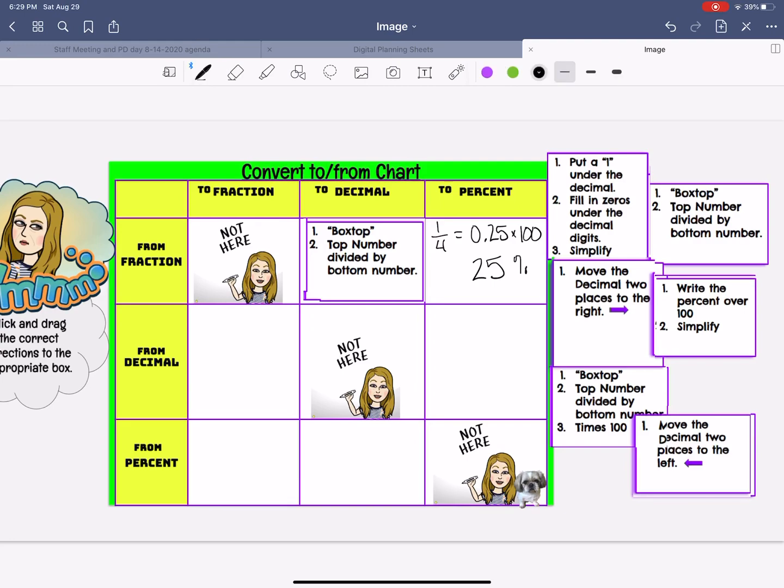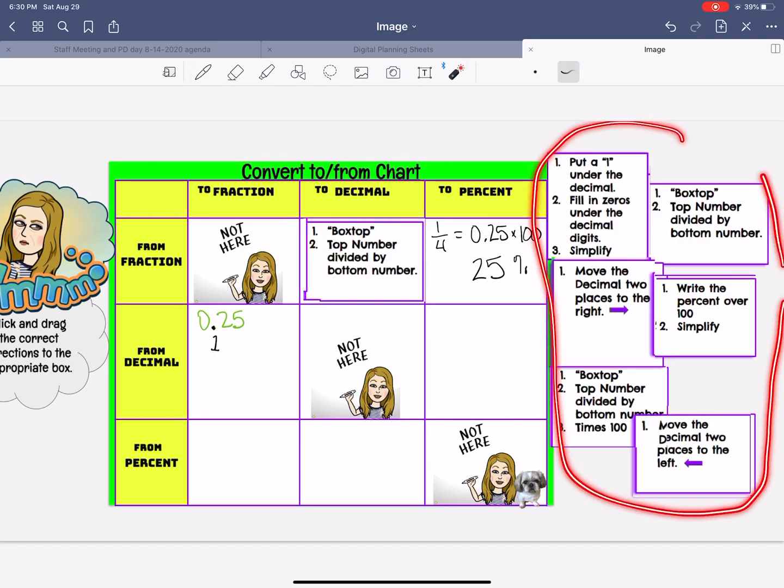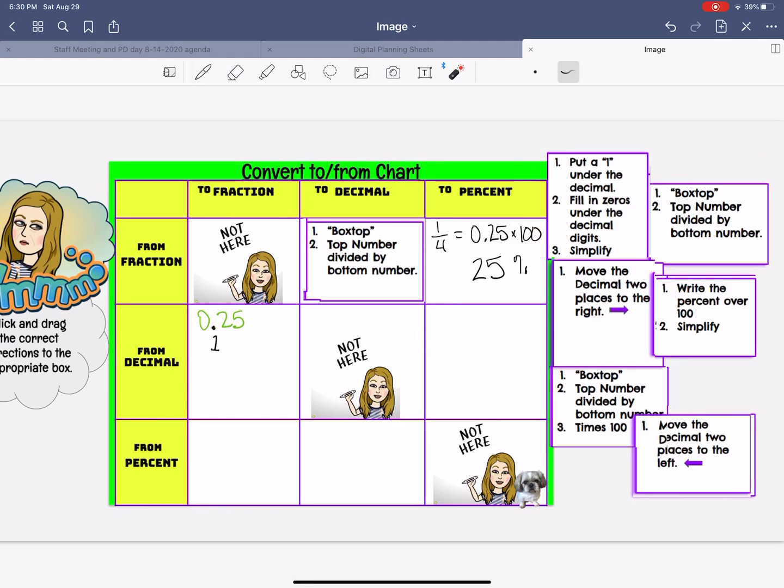Okay. Let's now discuss how to go from decimals to a fraction. Decimals to the fraction, in my opinion, is probably the most work, but it's nothing to be worried about. Let's take our decimal of 0.25. How we are going to operate this conversion is we are going to put a 1 underneath the decimal. I would take a look over to the right at all of your slides. Which one tells you to put a 1 under the decimal?